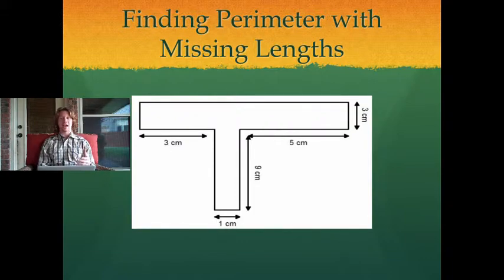Okay, so you should have gotten 9 centimeters. You do this by adding your 3 centimeters plus 1 centimeter plus 5 centimeters. So that'll give you a top length of 9 centimeters. Now I want you to go ahead and find the perimeter of this object.